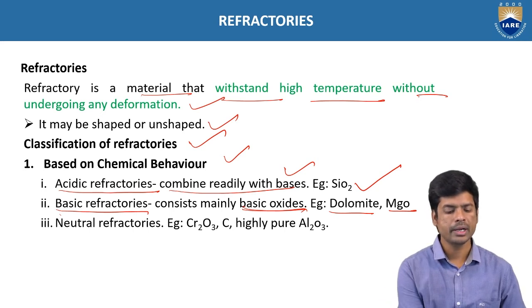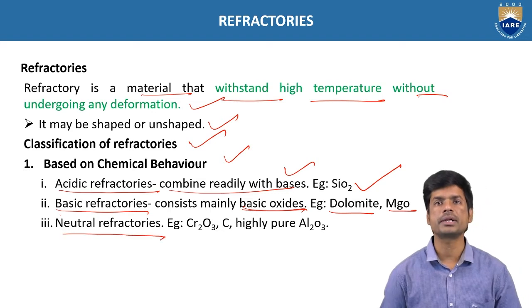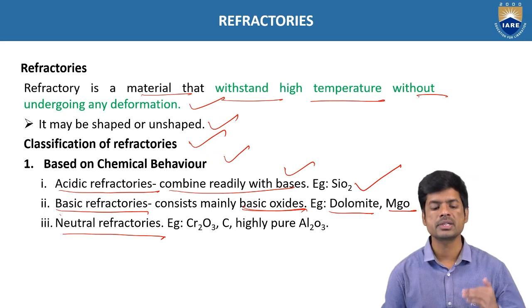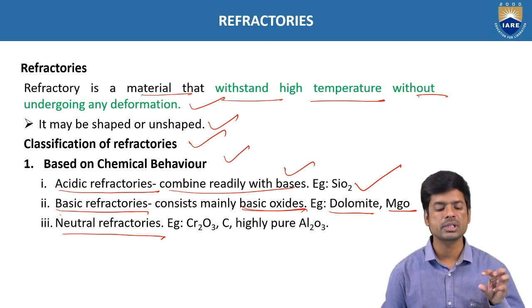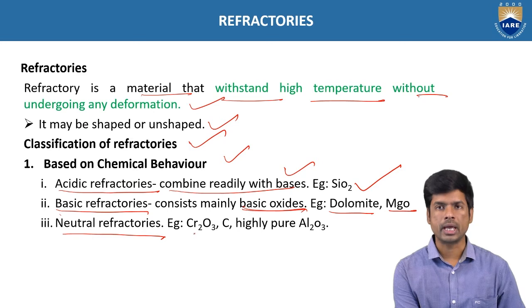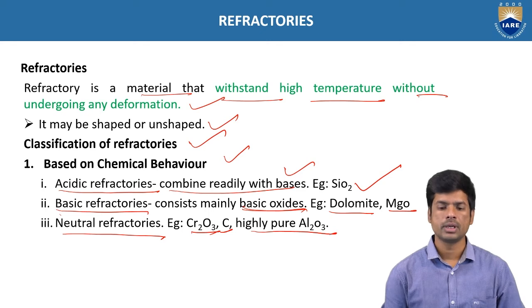And next one, neutral refractories. Neutral refractories react with both acids and bases. Initially, acidic refractories react with the bases and basic refractories react with the acids, but these neutral refractories react with both acids and bases. The examples are Cr2O3, chromium trioxide, carbon, and highly pure aluminum trioxide. Aluminum compounds also react with both chemicals, like acids and bases. So these are the classification of refractories based upon the chemical behavior.